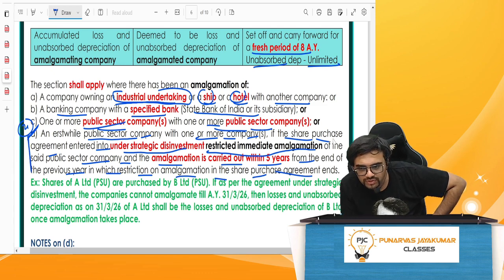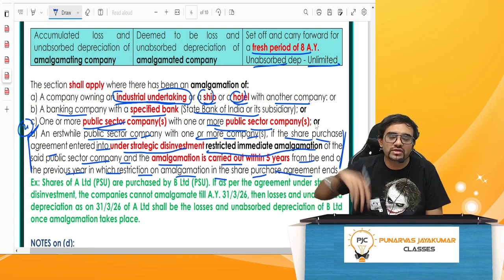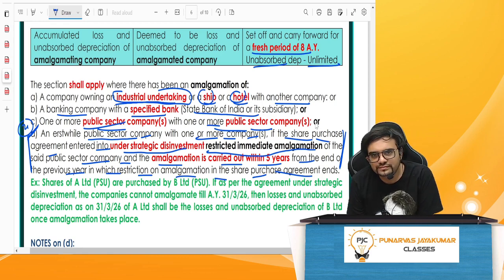This was inserted purely for what? Tata Air India. Tata said, bro, I will take over, but all your losses, you give me for 8 more years. Otherwise, why will I take over? So they changed the law for Ratan Tata.